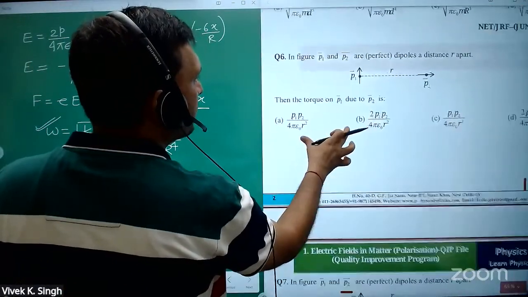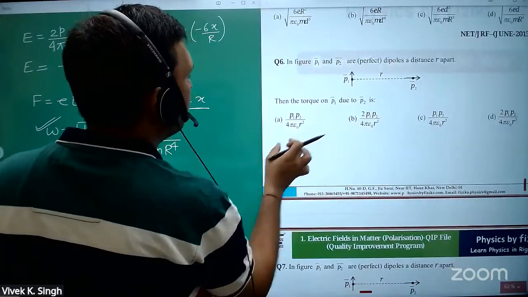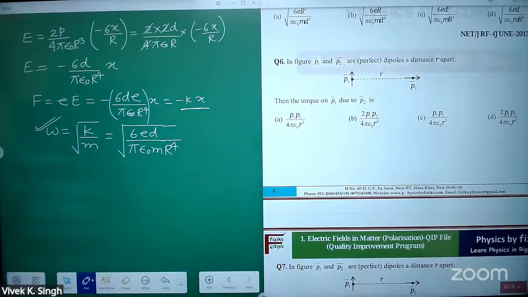Now see this question. Again, it's based on dipole. Let's solve question number 6.